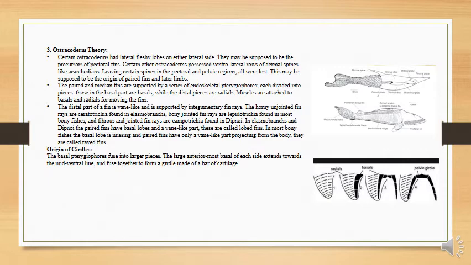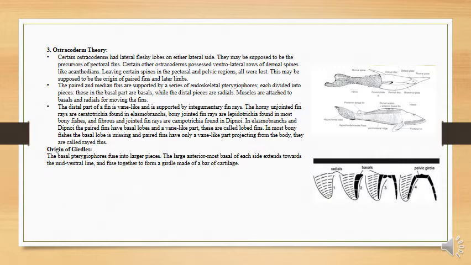The horny unjointed fin rays are ceratotrichia found in elasmobranchs. Bony jointed fin rays are lepidotrichia found in most bony fishes, and fibrous and jointed fin rays are camptotrichia found in dipnoi. In elasmobranchs and dipnoi, the paired fins have basal lobes and a vane-like part. They are called lobe fins. In most bony fishes, the basal lobe is missing and the paired fins have only a vane-like part projecting from the body. They are called ray fins.